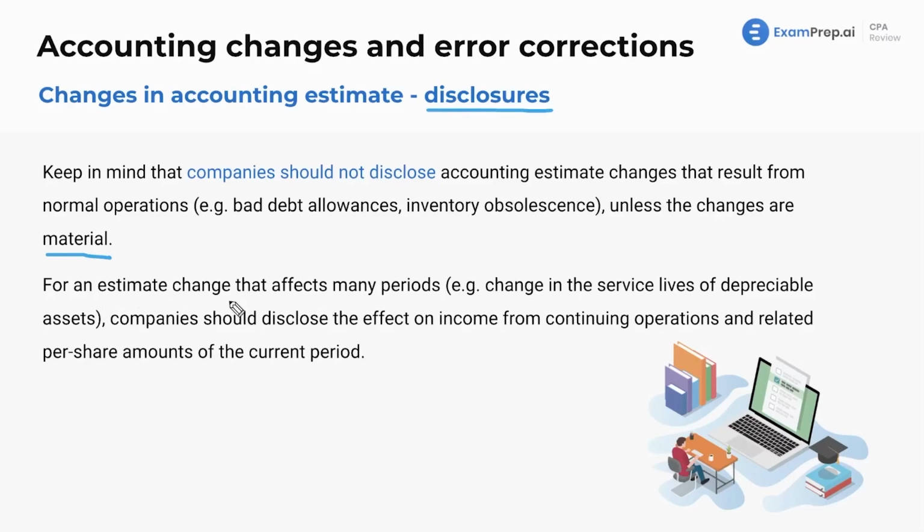For an estimate change that affects many periods, such as the change in service lives of depreciable assets, companies should disclose the effect on income from continuing operations and related per share amounts of the current period. This is just another item of disclosures, what you need to disclose, that we'll talk about more in those financials.